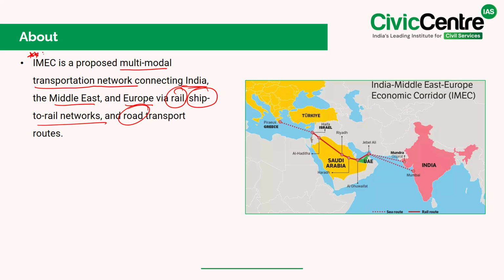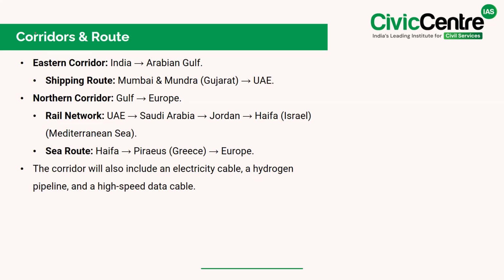Further, the IMEC consists of two primary corridors, each designed to enhance connectivity across the strategic locations. Firstly, the Eastern Corridor will connect India to the Arabian Gulf, and as part of this corridor, the shipping route will originate from Mumbai and Mundra port, which is in Gujarat, leading to the UAE. Secondly, the Northern Corridor, which links the Gulf region to Europe.